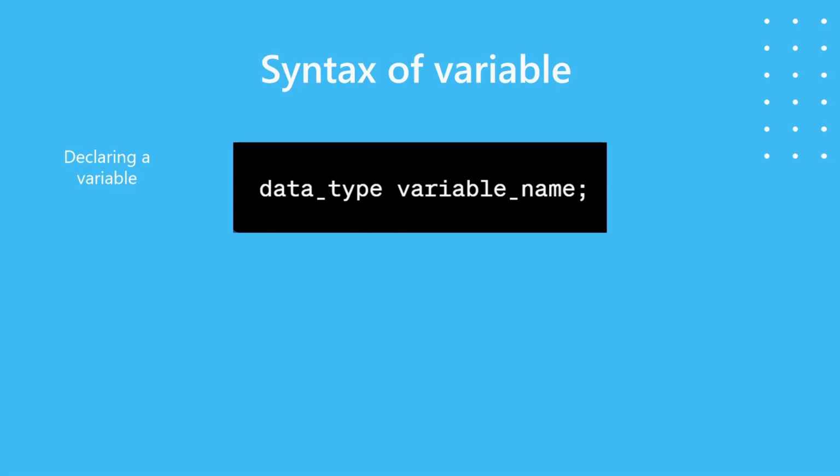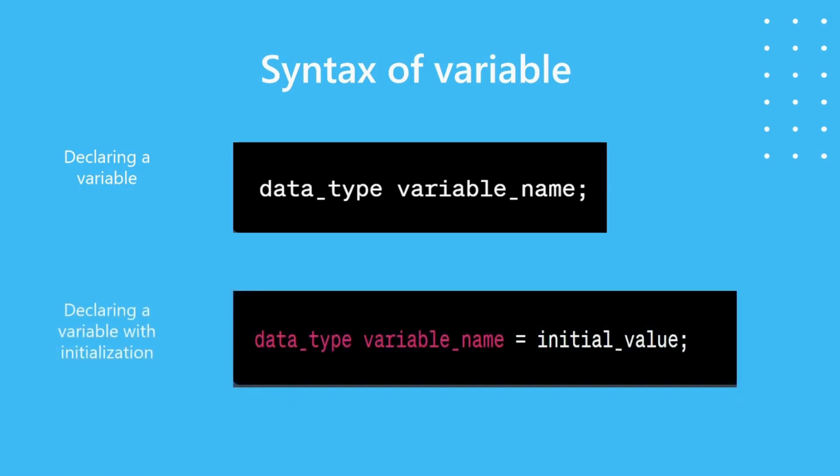If you want to declare a variable and also initialize it with some value, then we can go with the second syntax, in which we add the value after the equal to symbol. Now let's see all of this in action.